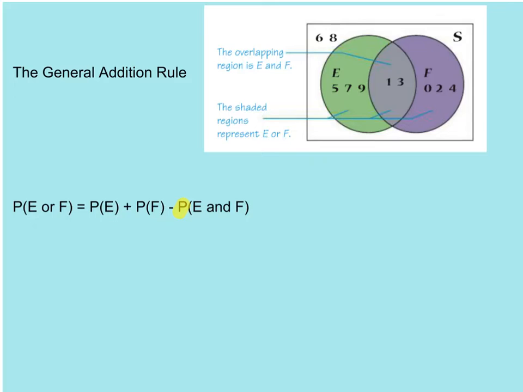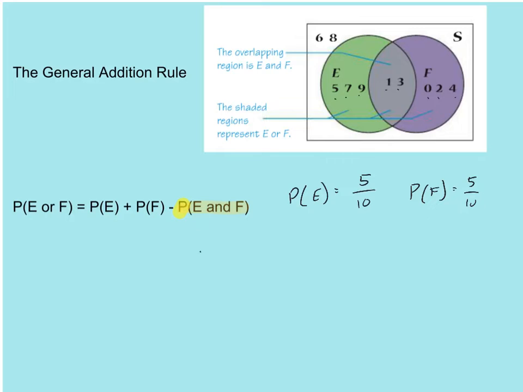The general addition rule says that the probability of E or F is P of E plus P of F, minus the probability of E and F. The reason for that, as we'll see in this example, is if I write down P of E, how many numbers are in the event E? I can count them: 1, 2, 3, 4, 5. That's 5 out of 10. How many numbers are in the event F? I believe that's also 5: 1, 2, 3, 4, 5. Yep, so that one's also 5 out of 10.